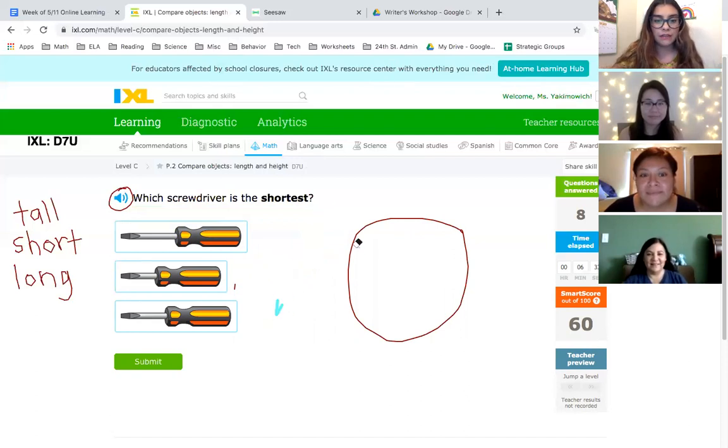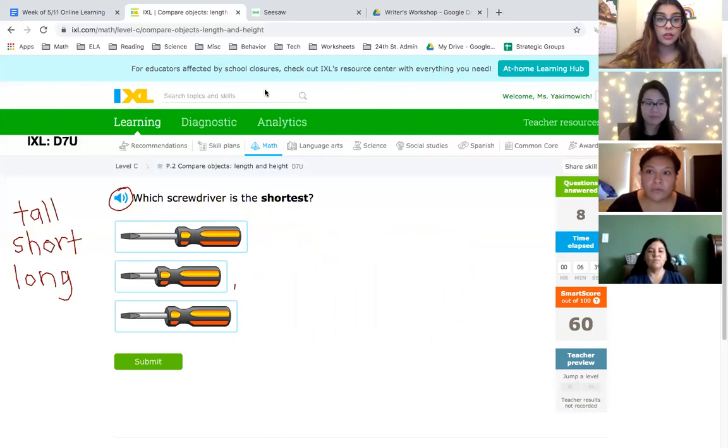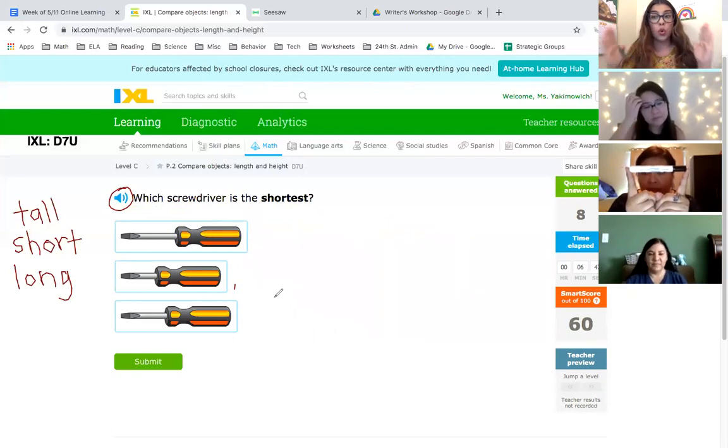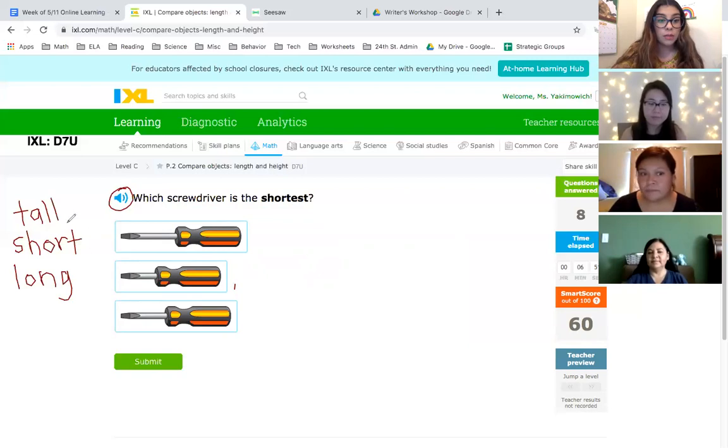Now I'm going to look at the next question and let's see what we have here. It says, which screwdriver is the shortest? Okay, now I have to think about the shortest in length, right? Because they're not standing up straight anymore. All the objects are horizontal. I know from when we talked about earlier that shortest means the smallest object.